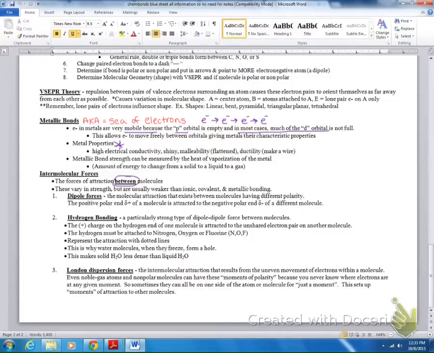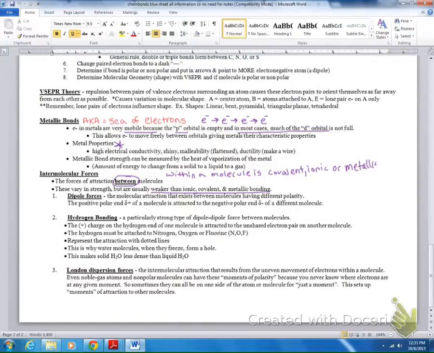Intermolecular forces is our next section here, and these are forces between molecules. So it's important to remember the difference between intermolecular forces and intramolecular forces. Intermolecular forces are between molecules. Intramolecular forces are within a molecule. So within a molecule we've got covalent, ionic, or metallic bonds. So now we're talking about between two different molecules.